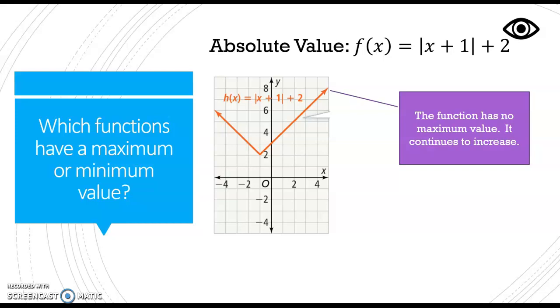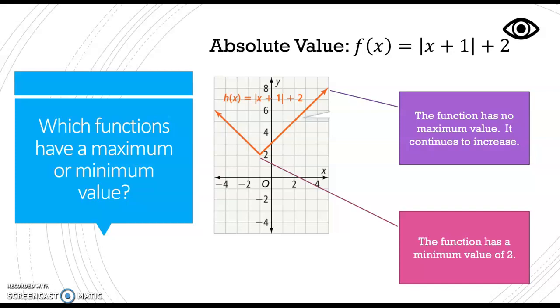Now look at the lowest point. The lowest point is at 2. So we use the y coordinate when we talk about the minimum value. The minimum value of this function is 2. It's the y coordinate at the lowest point. This is the first function that has a minimum value that we've looked at so far.